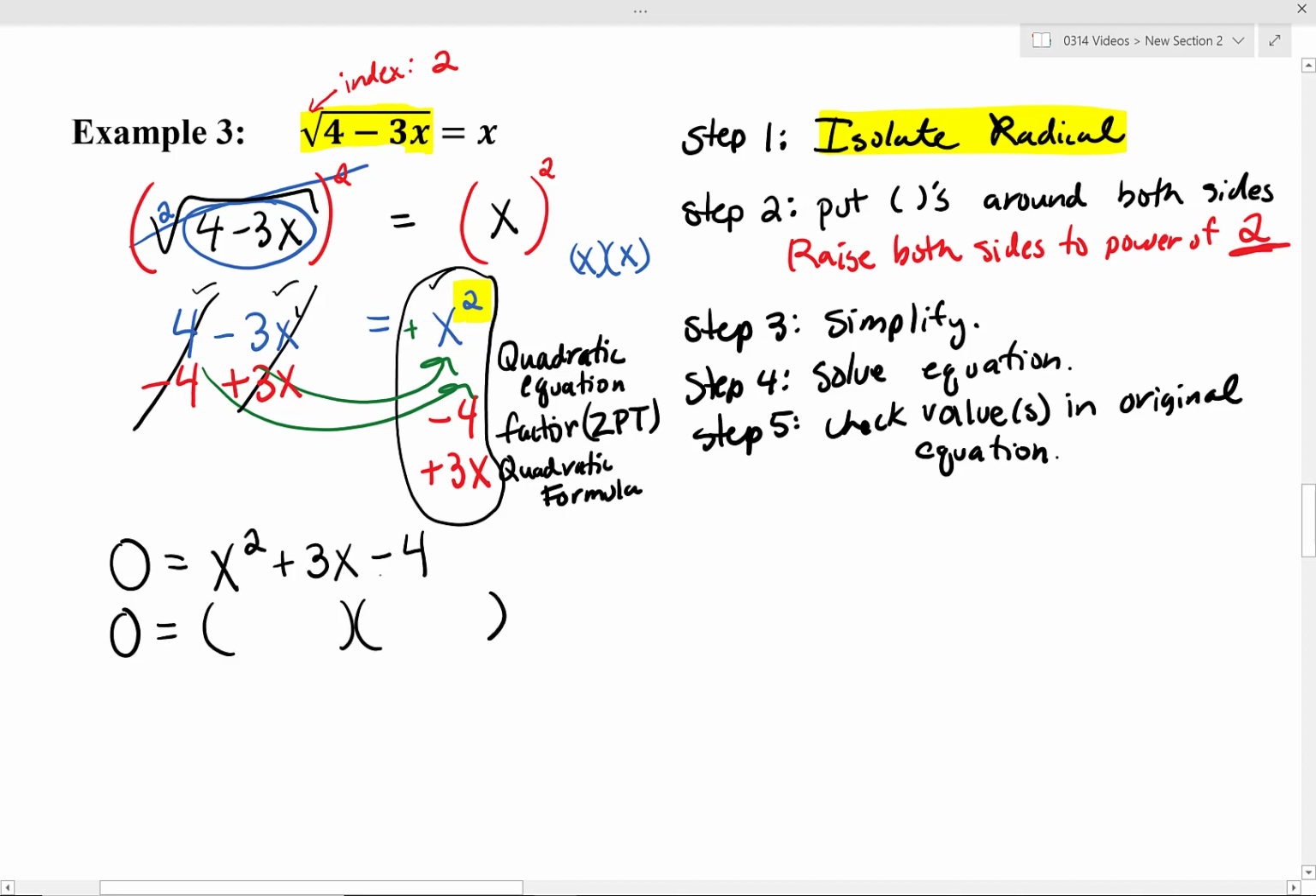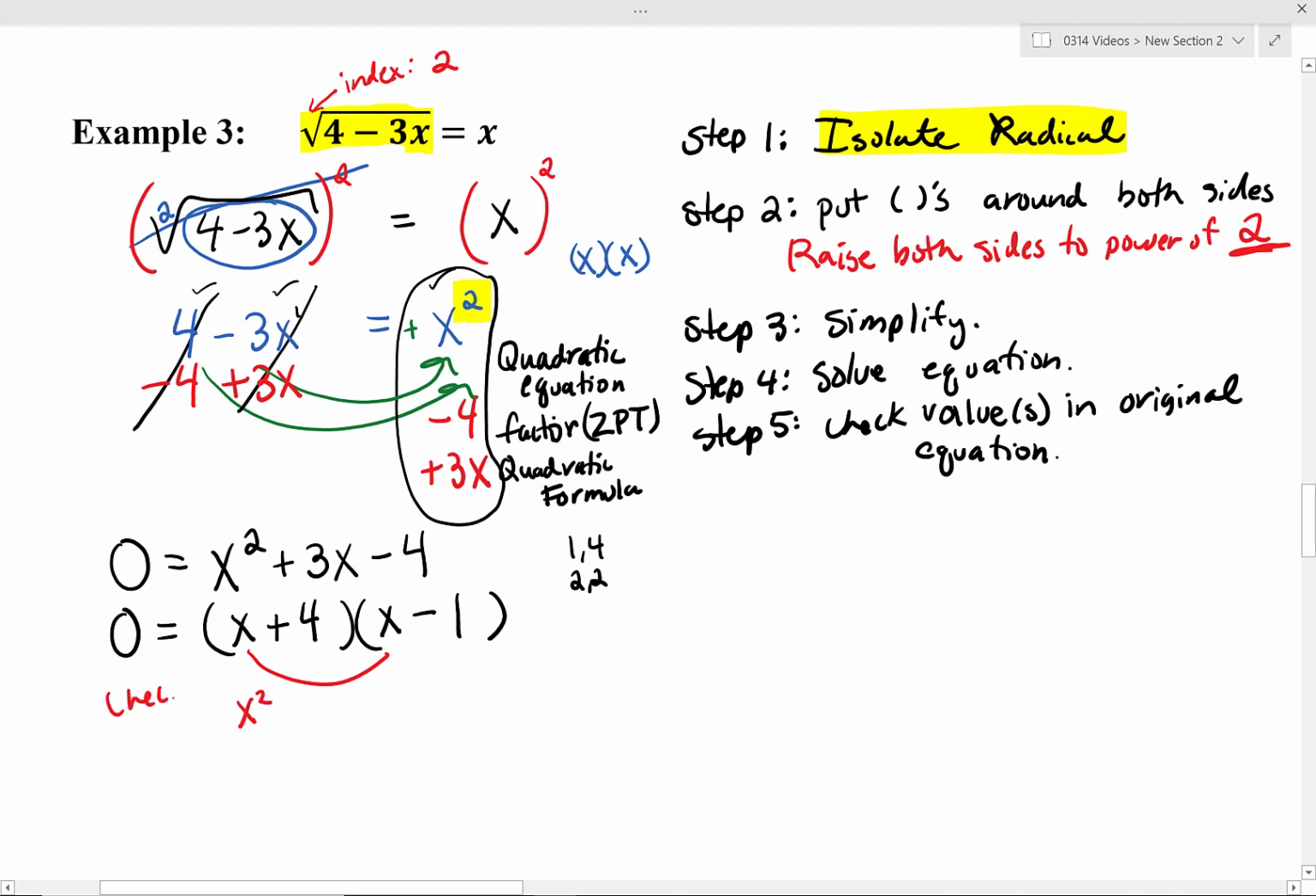So I have 3 terms. We're going to use reverse FOIL. So we're going to do x and x. And then the last is, what do we have? 4. We need opposite signs, right, because it's negative. So let's go ahead and put those in. My options for getting 4, we can do 1 times 4, or we can do 2 times 2. Okay, which is it? Okay, good. It would be 4 and 1. Positive 4, negative 1.